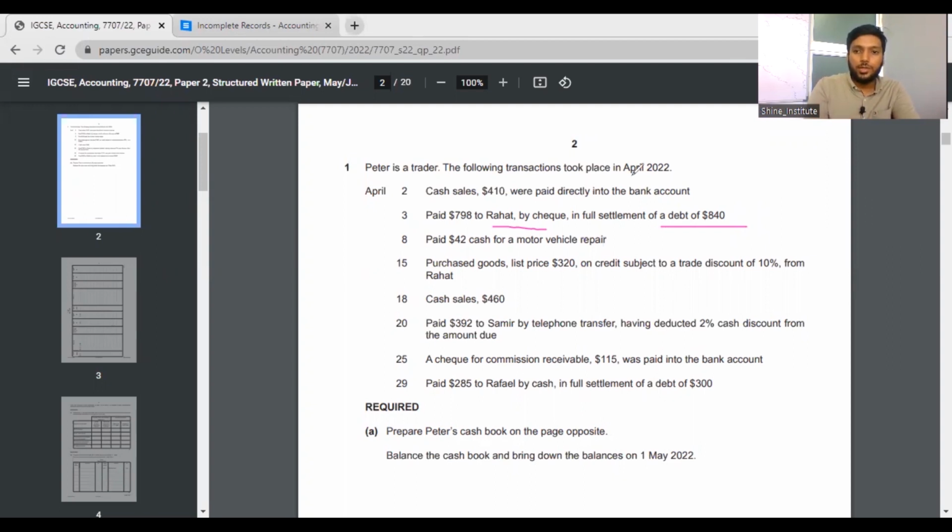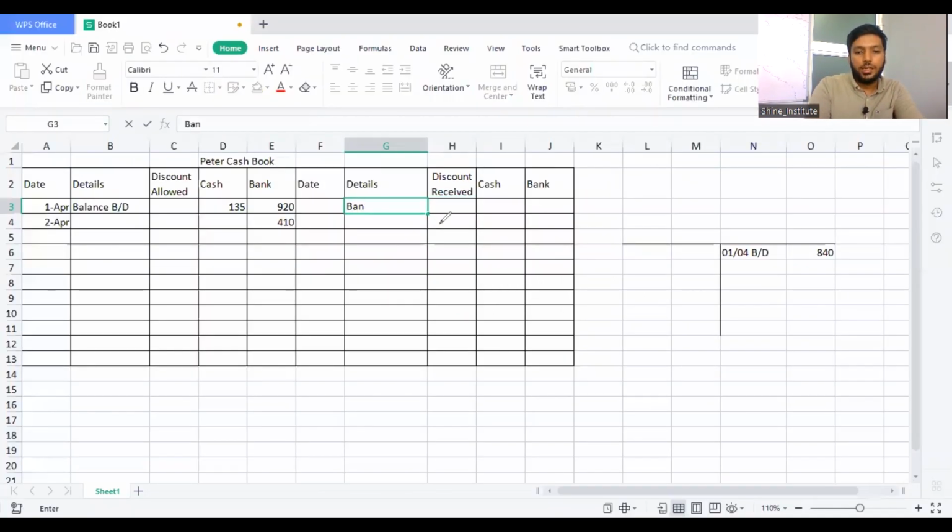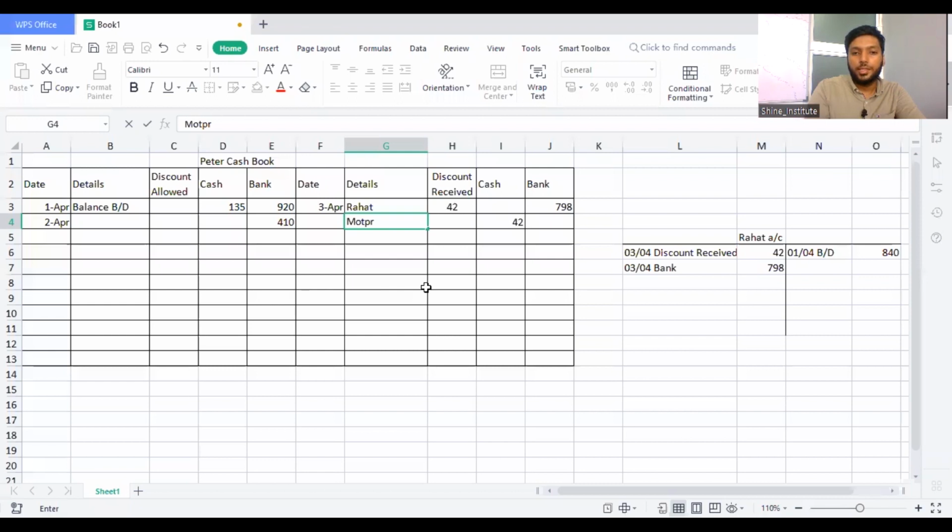So when you pay through check, your bank account is decreasing. So we should be able to write here Rahat, because money is going out, so it will be credited from the bank account, and it's going to be 798, which is getting credited. So we are going to take motor expenses. Motor expenses is going to be 42.